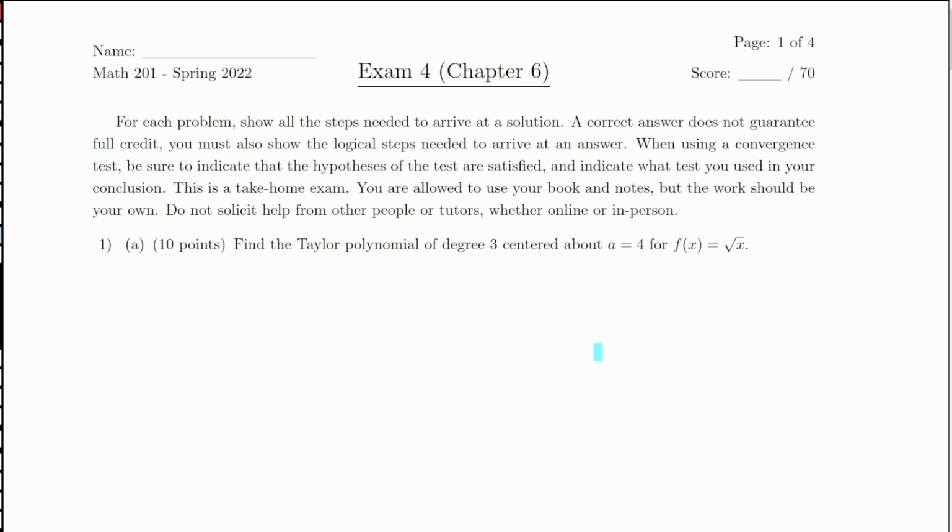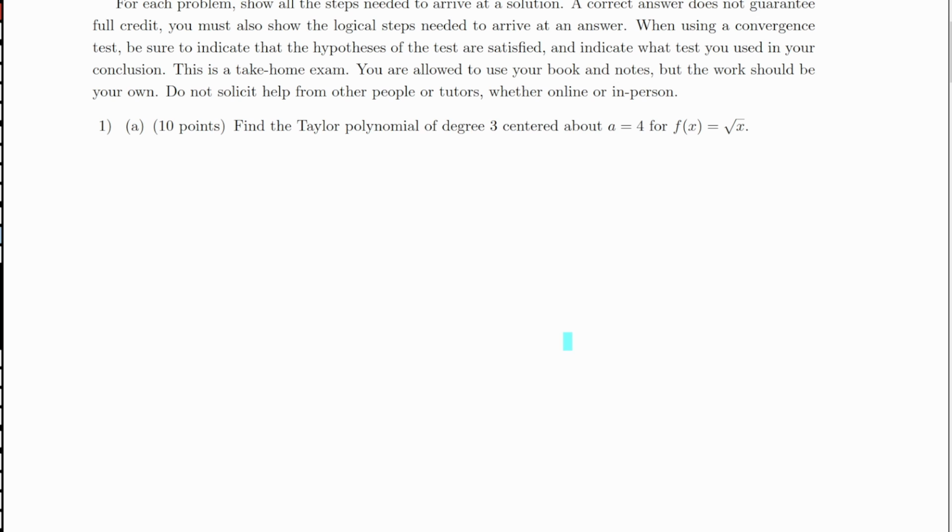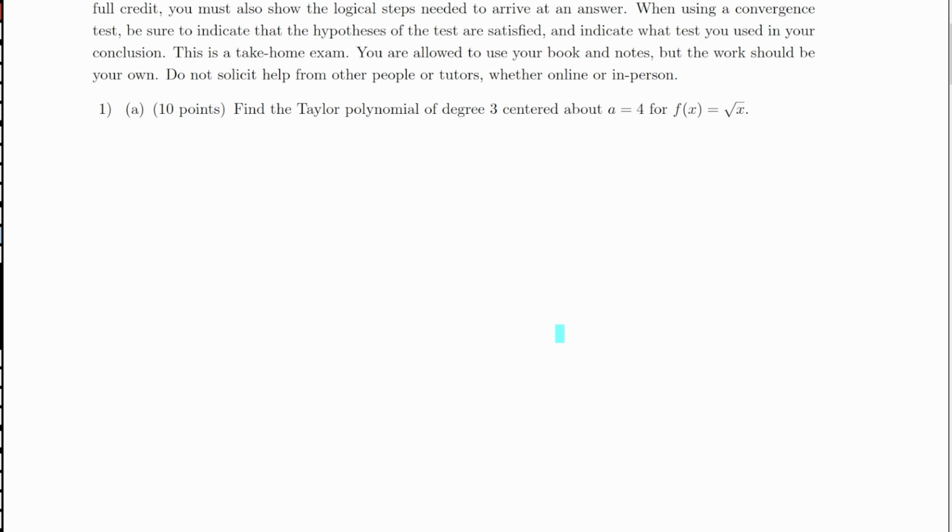Okay, so let's go through exam 4. Problem 1, find the Taylor polynomial of degree 3 centered about a equals 4 for f of x equals root x. So first of all, I'd like to write down Taylor's formula.